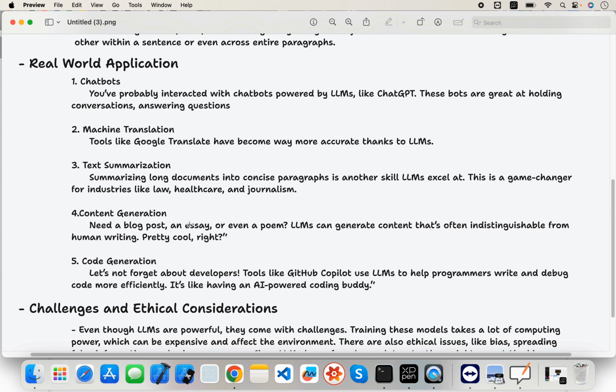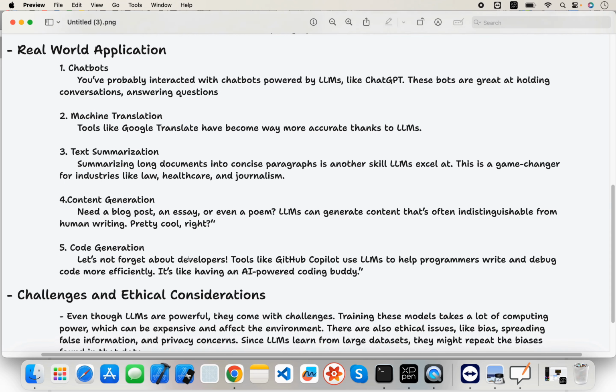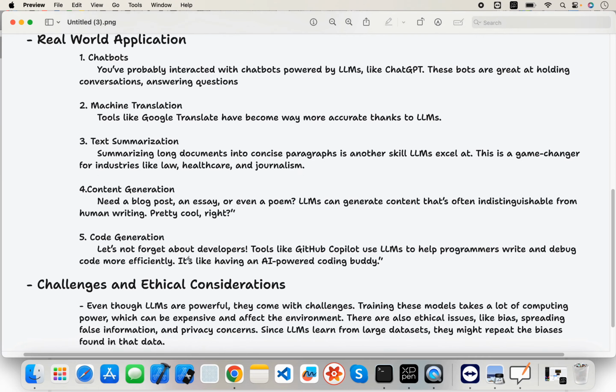The fifth is code generation. Code generation is nothing but whenever you provide a prompt, it is able to generate the code for that. Like if you say write the code for palindrome in Python, then it will generate code in Python for that palindrome program, right? So one of the most famous examples is Copilot, right? So this is about the real world applications of LLM.